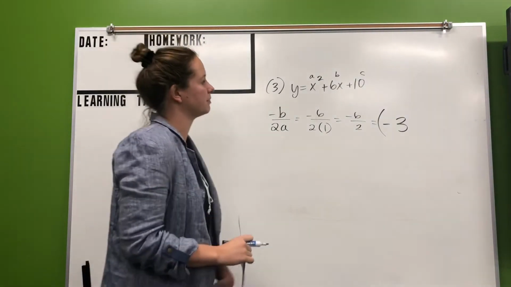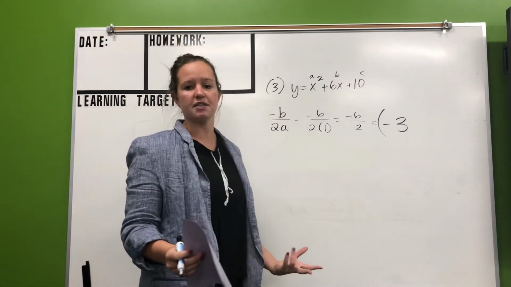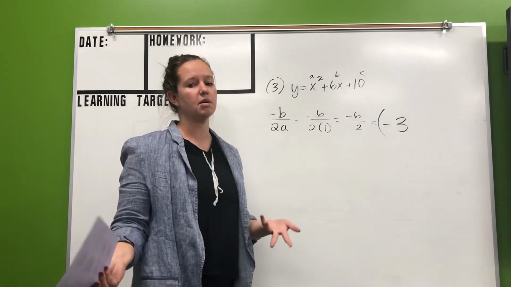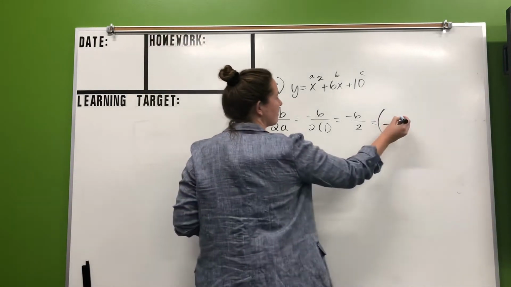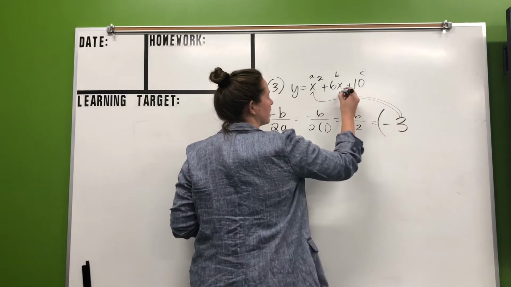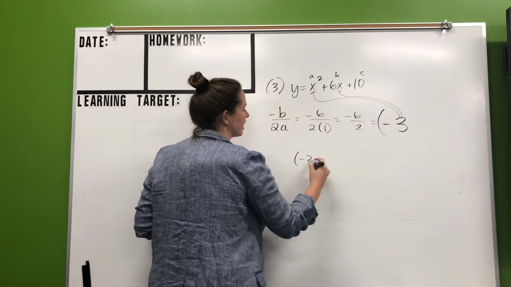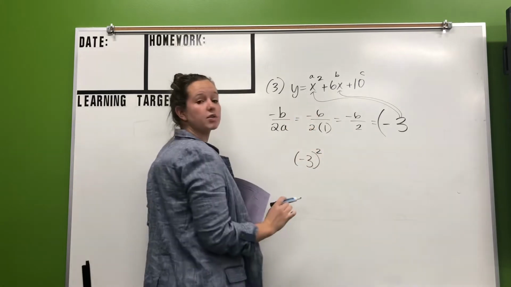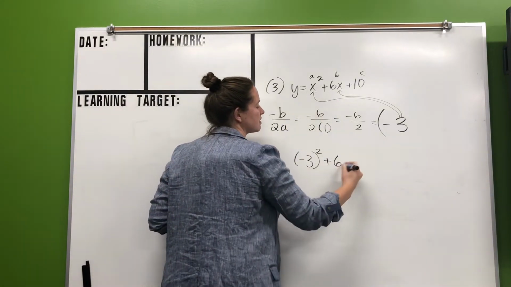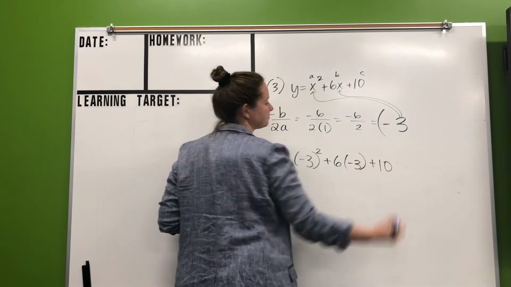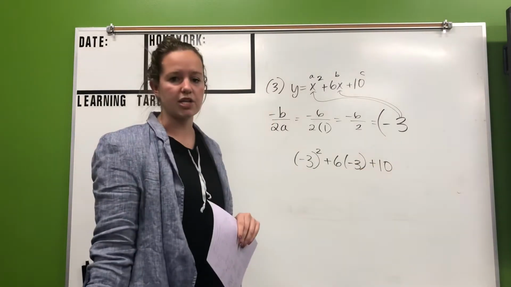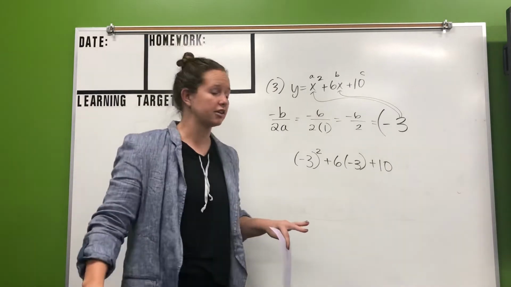That's your first number. Amazing. If you want to get the second number, you have to plug it in. Hopefully you remember this from last time. So you're going to take this negative 3, and every time you see an x, you're going to plug it in. So I'm going to write negative 3 squared, because it says x squared, plus 6 times x, which is negative 3, and then plus 10. So that's my equation. Now you just do the math, ideally without a calculator.